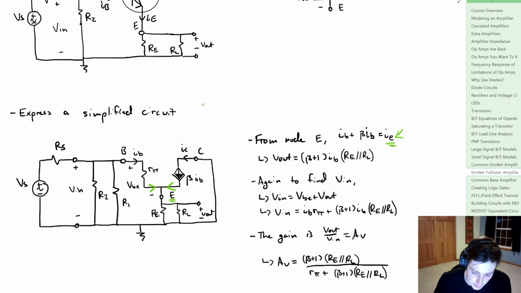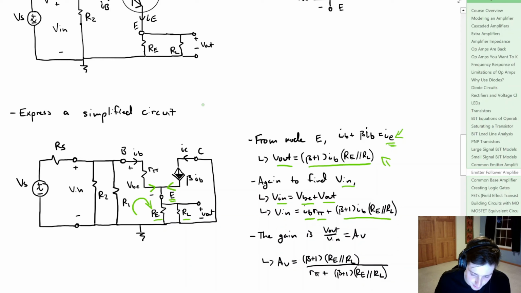Now, if we look at the output voltage, well, from the sum of these two currents, IB and beta IB, we know that if we multiply that by the parallel combination of RE and RL, that's going to give us our output voltage. And to find Vin, we simply say that Vin is equal to VBE plus Vout. That's just a KVL. And what that gives us is that base current times R pi plus that emitter current IE, which we found above right here.